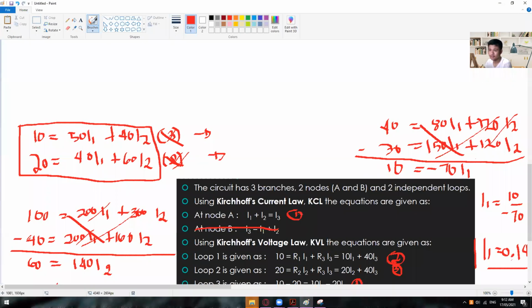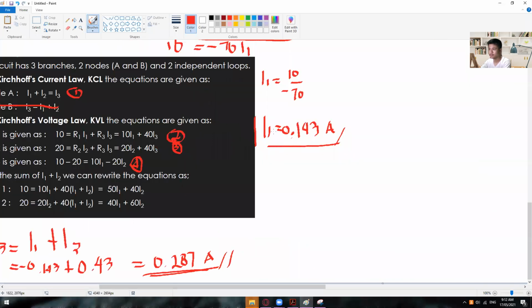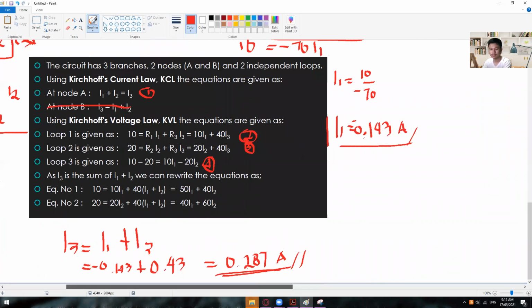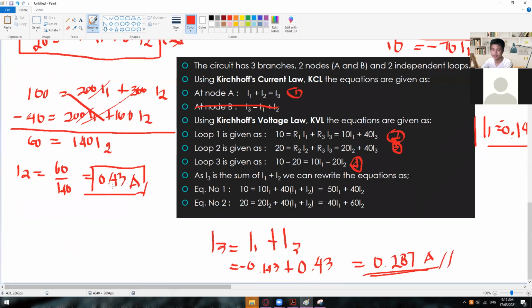All right, so in my case, I just put 50, and then 40, and then 10, and then 40, and then 60, and then 20. So from here, I've got a result of negative 0.14 for the I sub 1. Okay, this is negative. And then if I click equals one more time, it will give me the result of 0.42 or 0.43 for the I2. And then from here, you can already solve for the value of your I sub 3 since you already have the I1 and I2.